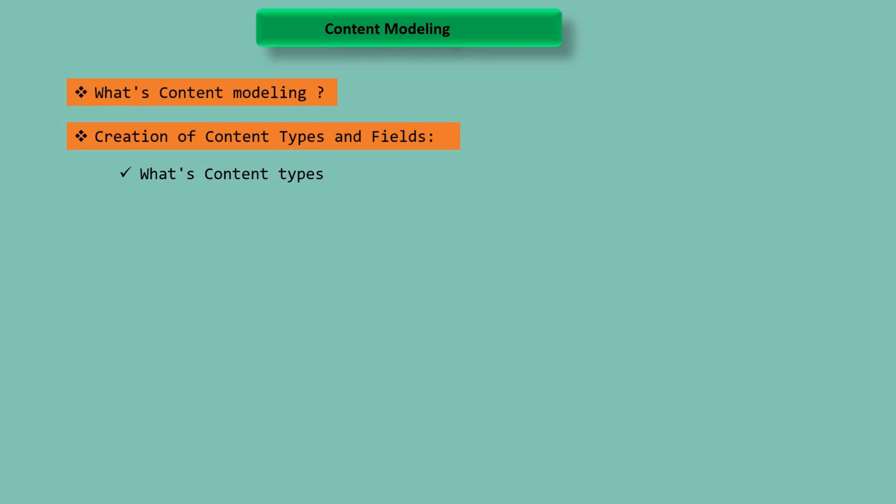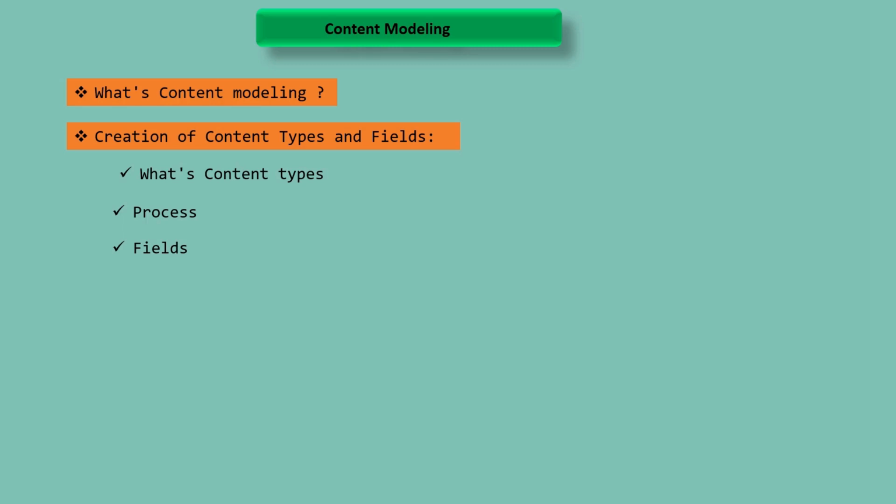Content modeling. What's content modeling? Content modeling in Strapi is a crucial aspect that empowers developers to design and structure their data in a flexible and intuitive manner. Creation of content types and fields. What are content types? Content types serve as blueprints for the structured data you want to manage. They encapsulate the various pieces of information your application will handle. Process. Through Strapi's user-friendly admin panel, developers can effortlessly create custom content types. These could represent entities such as articles, products, or events.